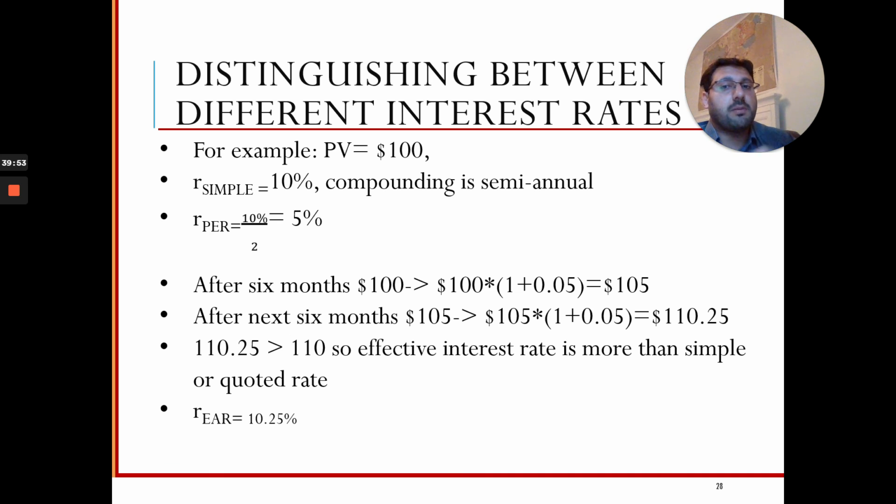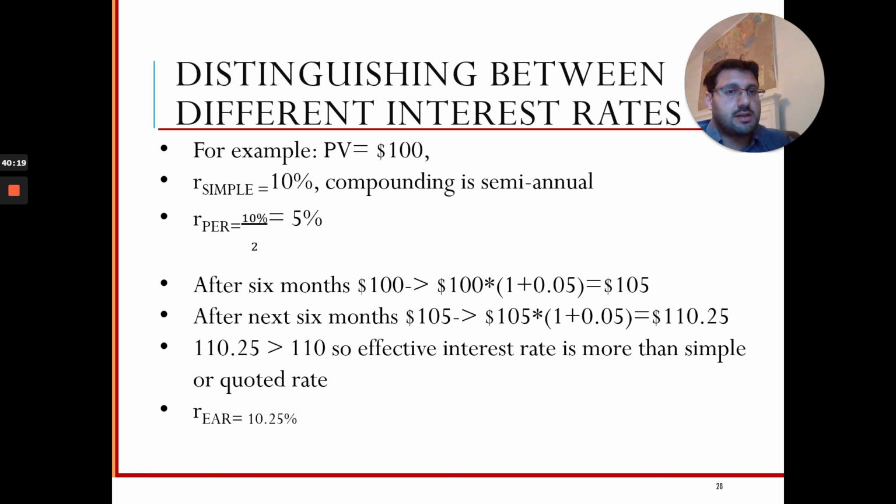So it is getting compounded semi-annually. It means the interest will be paid on this $100 twice a year, after every 6 months, right? So the person has the opportunity to earn interest more frequently, 2 times in a year. So interest will be paid 2 times in a year. So we have to first convert into a per period interest.